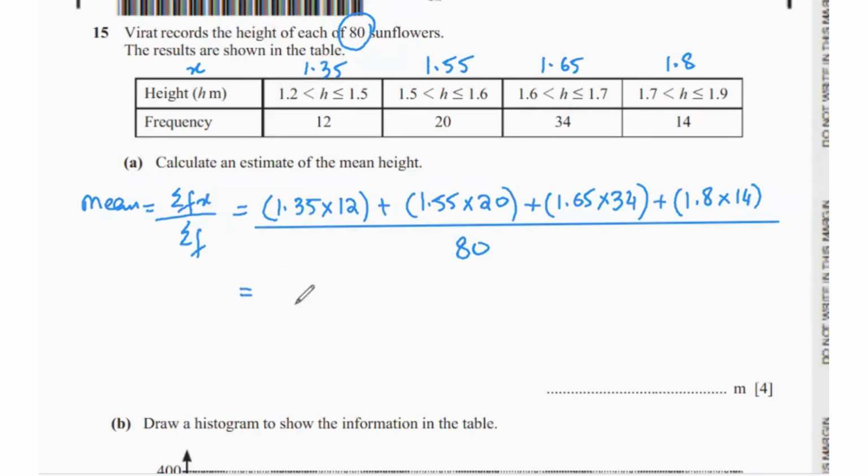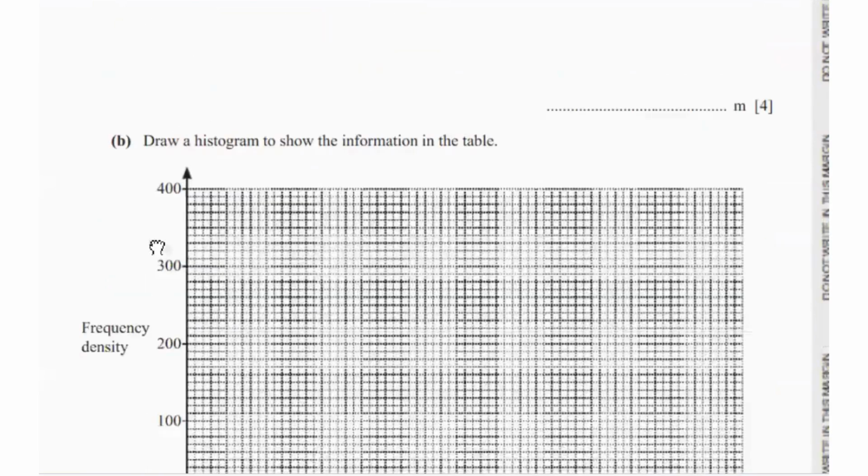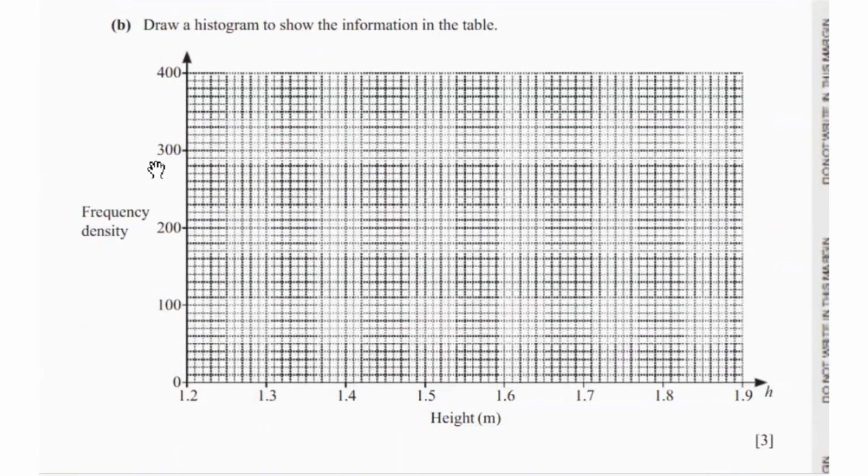So what we get is 128.5 divided by 80. That would give us 1.61. That is your estimate of the mean height. Then it says draw a histogram to show the information in the table. So for a histogram, we need the frequency density. So frequency density has the formula of frequency over class width.